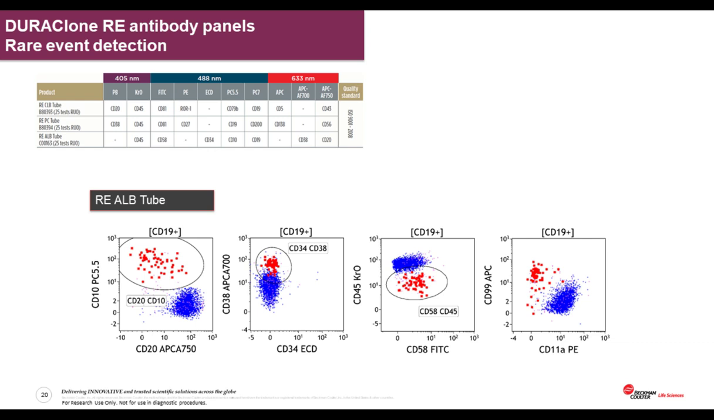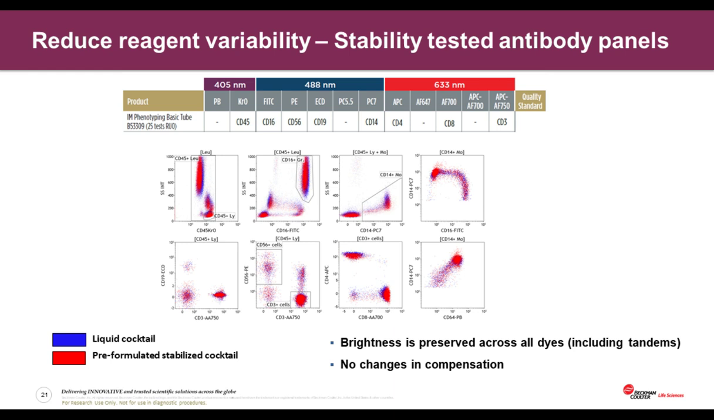So collectively, these panels have been validated and they bear a quality standard with them, but ultimately they allow individuals who are doing multi-site clinical trials to really implement rigor into their workflows. In addition to that, they reduce reagent variability. They're stability tested antibody panels, so if we compare them to the liquid reagents, you can clearly see that the comparison between them is on par.